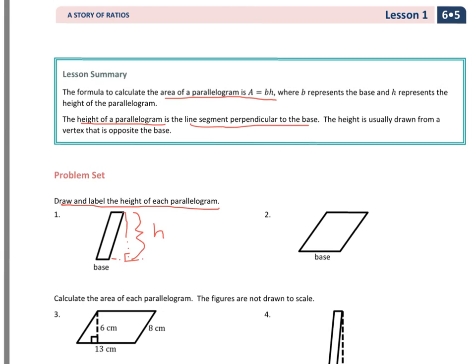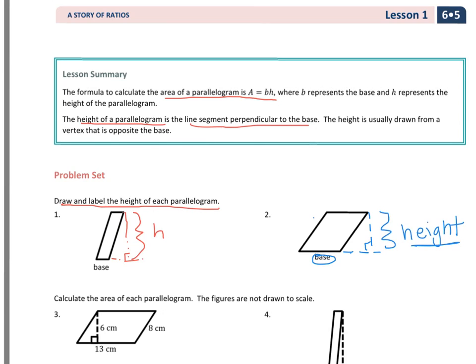So for number 2, I'm going to do the same thing. I'm going to draw a dotted line coming straight down. And then I'm going to do a dotted line coming straight out from the base. Wow, that looks so much better than that first one. And that's going to be my height, or H. And I'll actually write that one out. And again, I'll draw in my little box there to show that it's a perpendicular line because it makes a 90-degree angle.